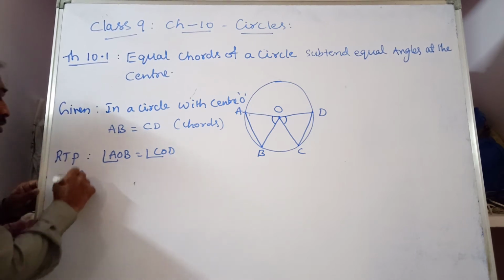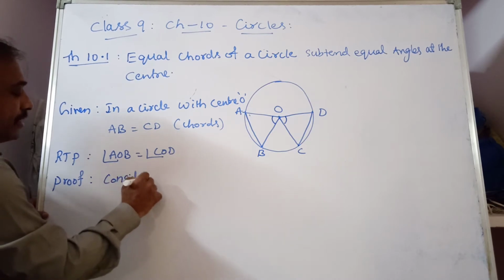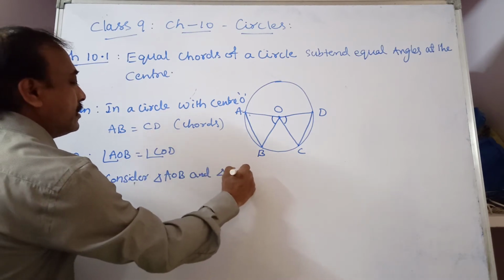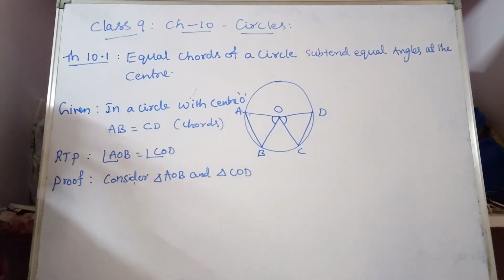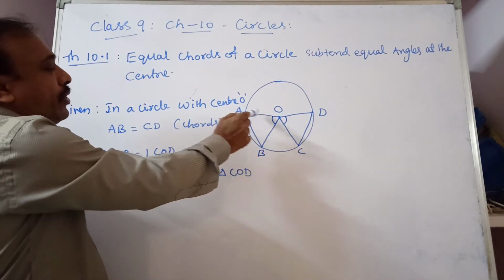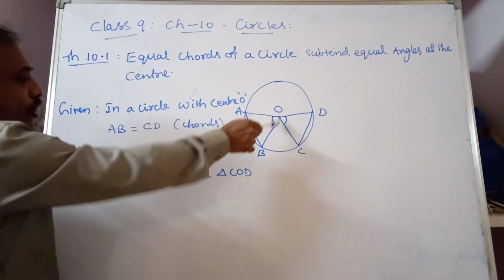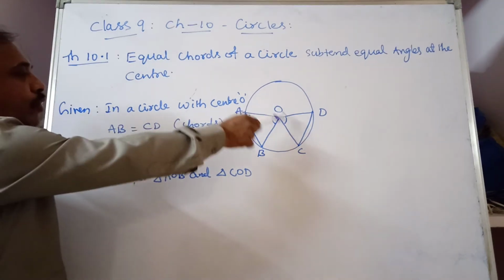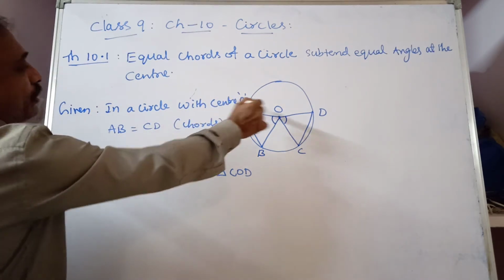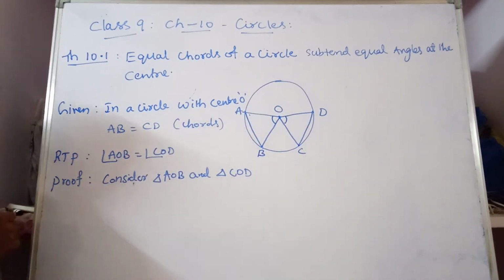Proof. For that, consider triangle AOB and triangle COD. Observe how the triangles have come. AB is a chord, CD is a chord. From the center, O is the center. OA, what do you call? Yes, radius. OB, what do you call? Radius. OC and OD, yes, you're right. They are radii. So when you join the radii, they form the triangles, and we have to prove angle AOB is equal to angle COD.